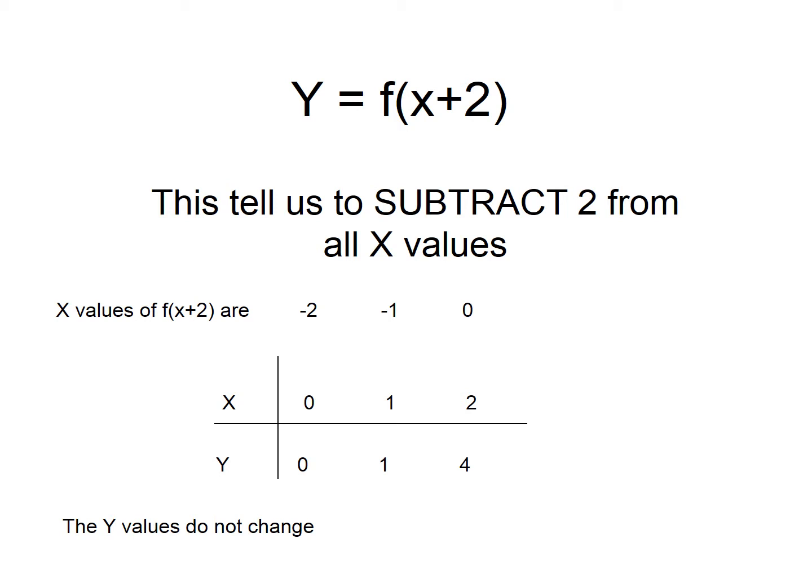When we look at altering the x values, the coding is slightly bizarre. There's a slight logic to it, but it's actually the opposite of what we'd expect. f(x+2) is telling us to actually take 2 off all of our x values. And the y values stay exactly the same. And this is effectively a translation in the x direction of minus 2. So in other words, it's going left.